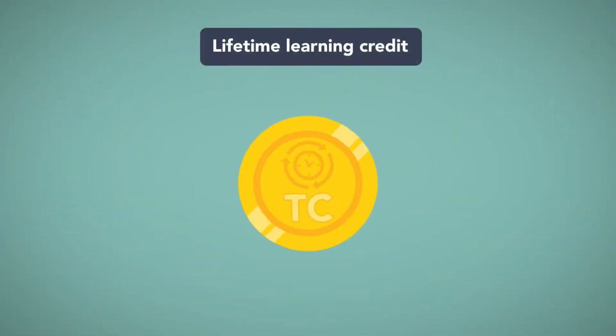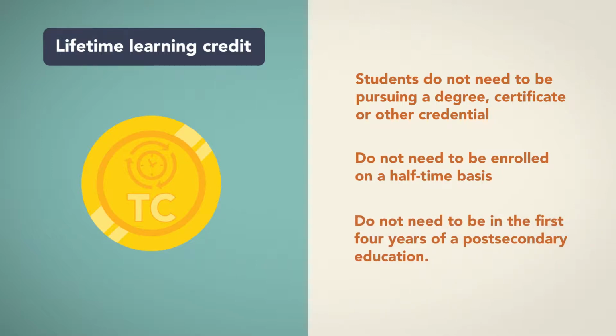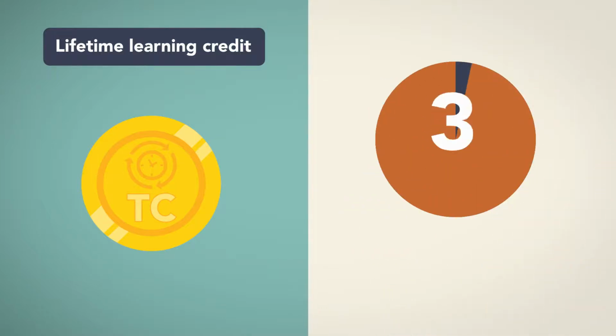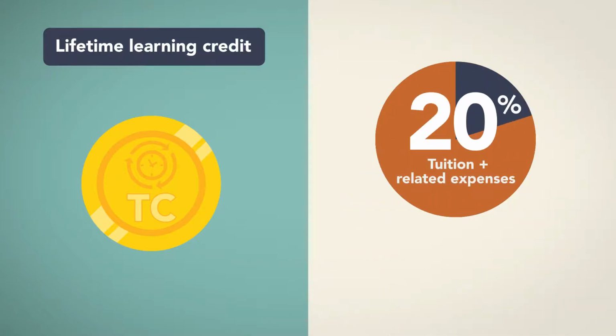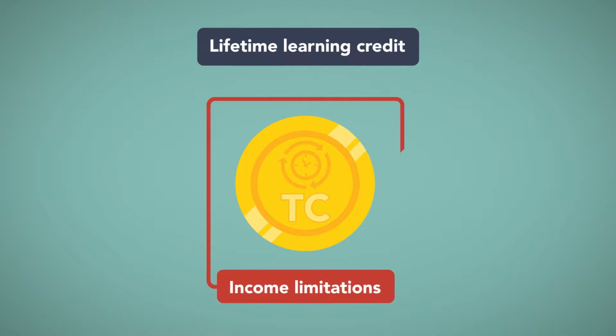Additionally, a lifetime learning credit is also available and is less restrictive than the American Opportunity Tax Credit. Students don't need to be pursuing a degree, certificate, or other credential, and do not need to be enrolled on a half-time basis, and do not need to be in the first 4 years of a post-secondary education. Taking courses to improve job skills qualifies for the lifetime learning credit. The credit per taxpayer is 20% of qualified tuition and related expenses paid by the taxpayer, up to $10,000 total for a lifetime. The credit also has income limitations, however.